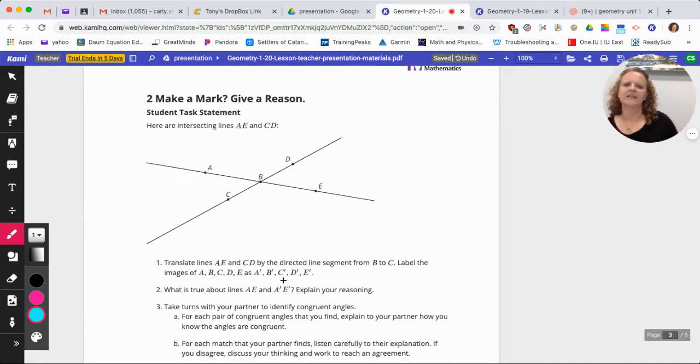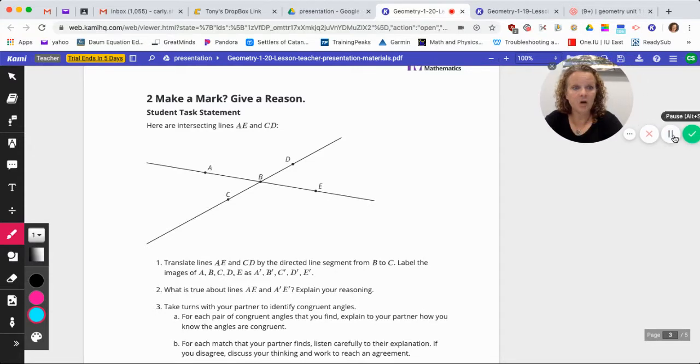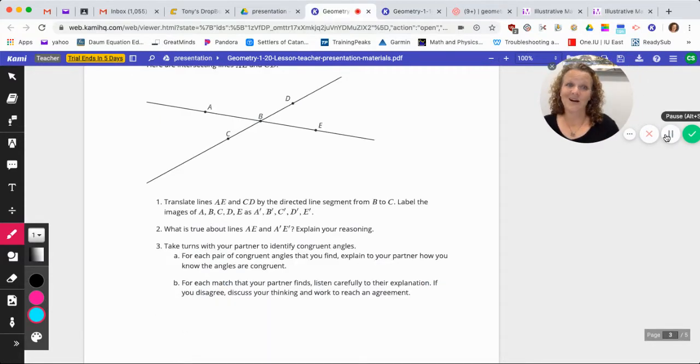Here are intersecting lines AE and CD. So let's translate lines AE and CD by the directed segment from B to C. I'm going to see if there's something in GeoGebra for this. I will be right back. I'm going to pause. There's not. I'm so bummed. That would have been great.